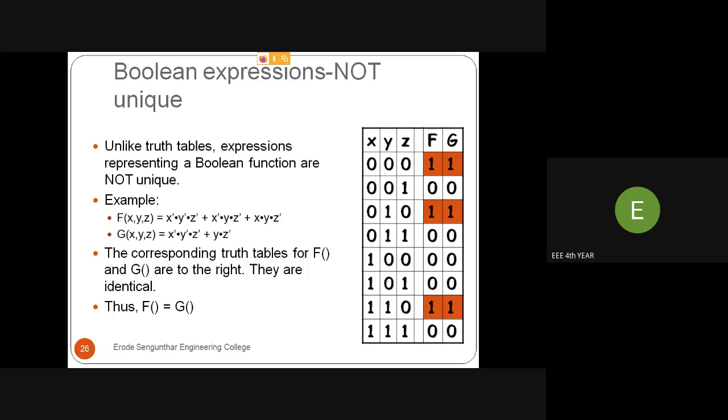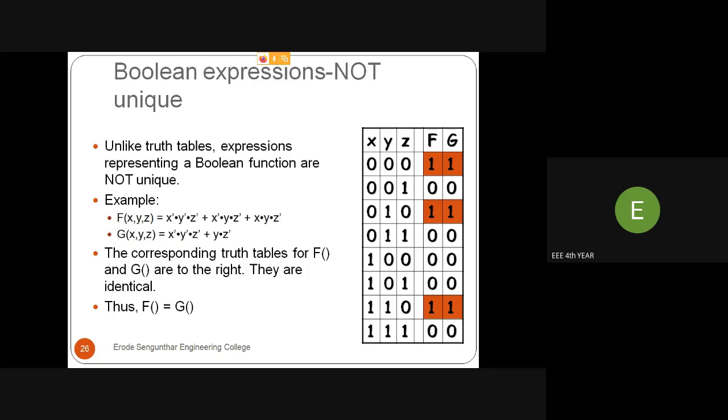Okay. See, Boolean expressions are unique or not if we are having both functions the same. Now check f of x, y, z is equal to x bar y bar z bar plus x bar y bar z bar plus x y z bar.